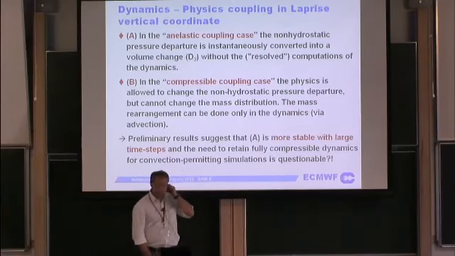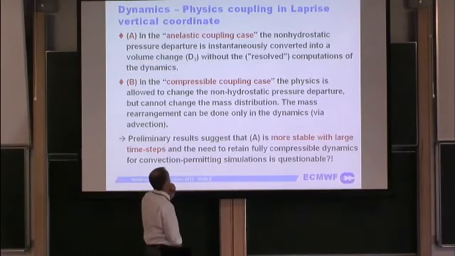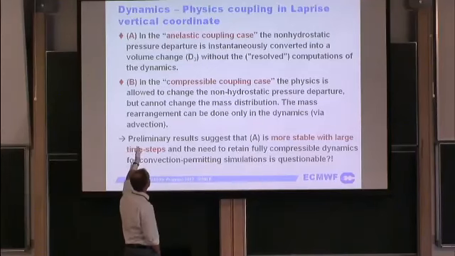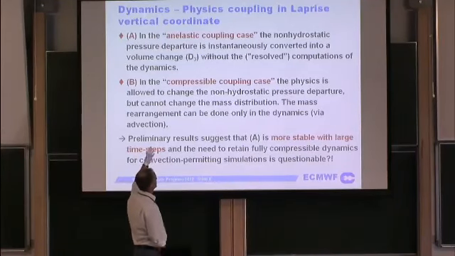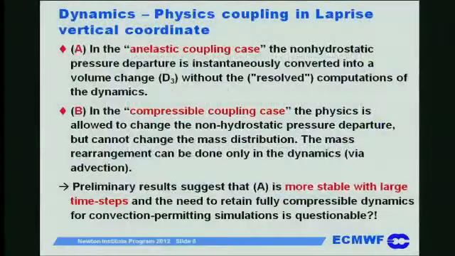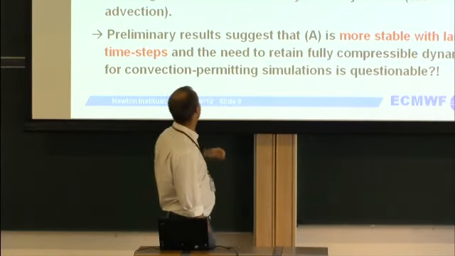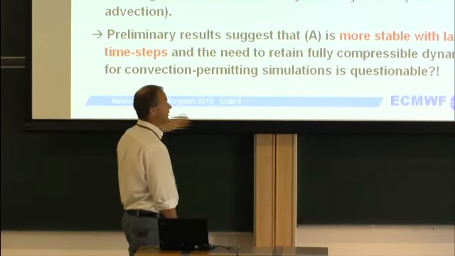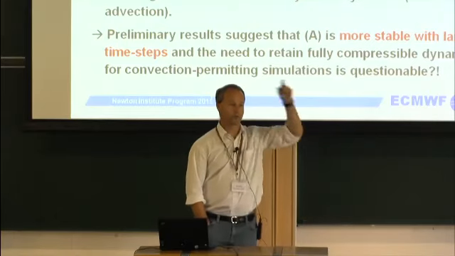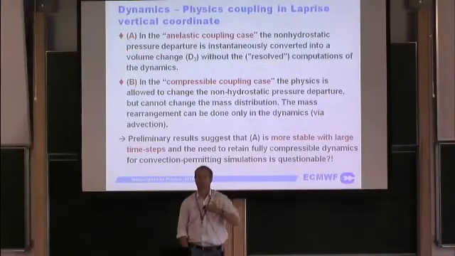And so what we learned from this experiment is that with the unelastic coupling, the non-hydrostatic pressure departure instantly converts the volume change without the resolved computations of the dynamics. And in the compressible case, the physics is allowed to change the non-hydrostatic pressure departure, but can still not change the mass distribution because you haven't changed your vertical layers. There's nothing that changes the surface pressure. So the mass rearrangement can only be done in the dynamics, because once you've done your solver with your semi-implicit system and connected everything together, that's when you start to change the surface pressure.